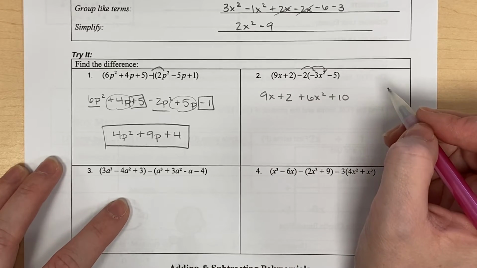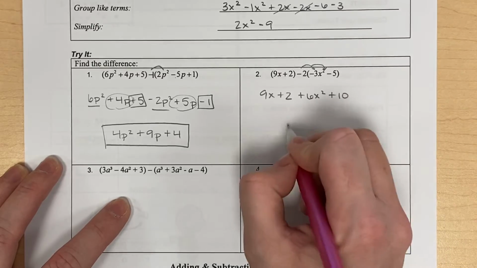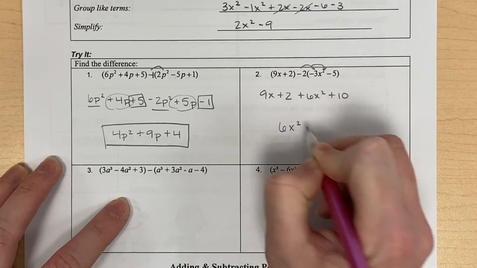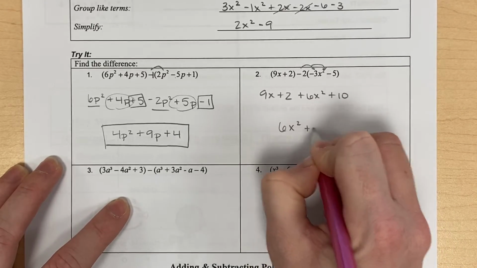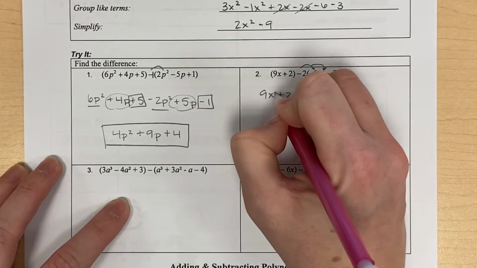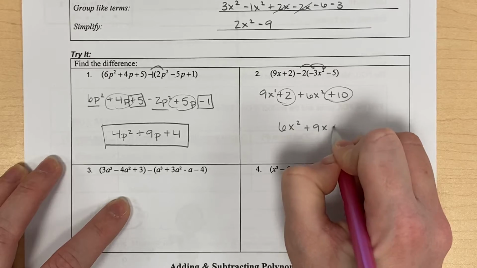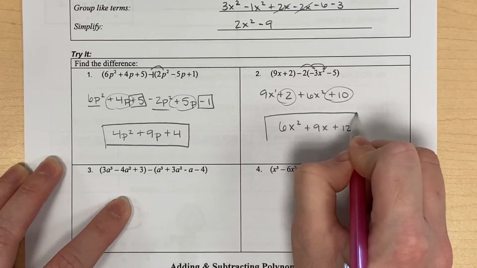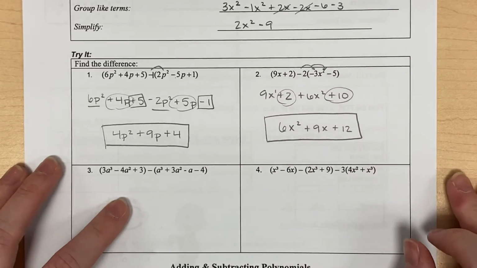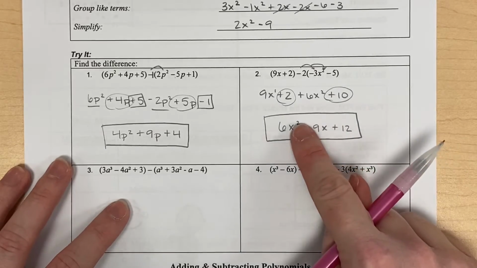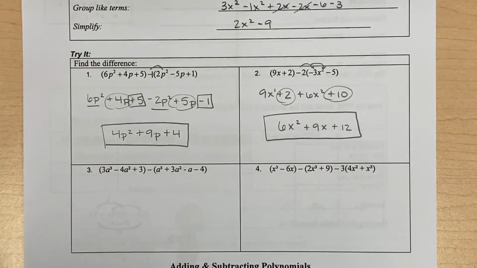Then I'm going to write it in standard form, so greatest power to smallest power. So 6x squared would come first, then 9x. That's a power of 1 there. And then I'm going to go ahead and combine my constants. 2 and 10 would combine to be 12. So I have this quadratic trinomial is what that would be called.